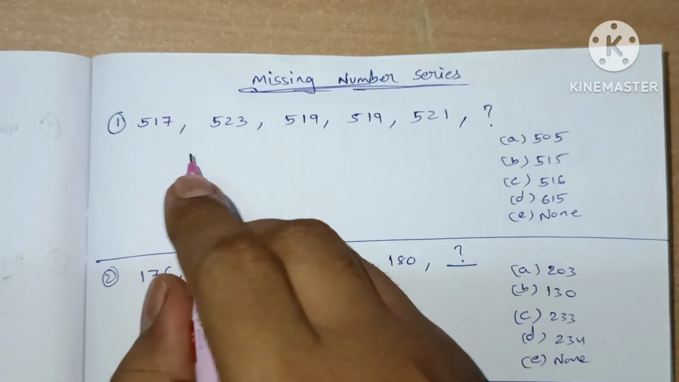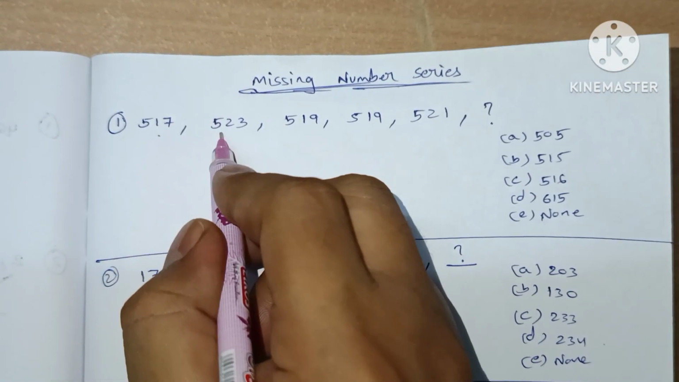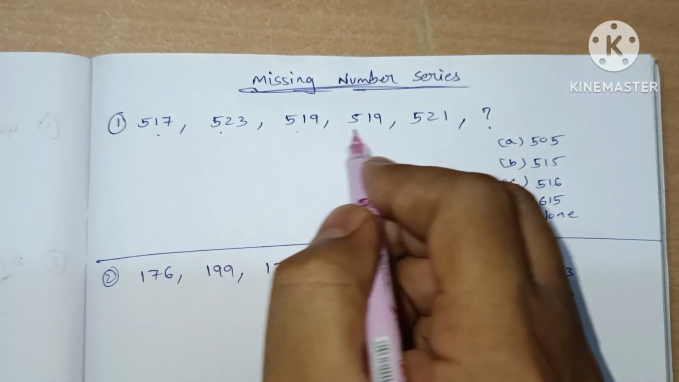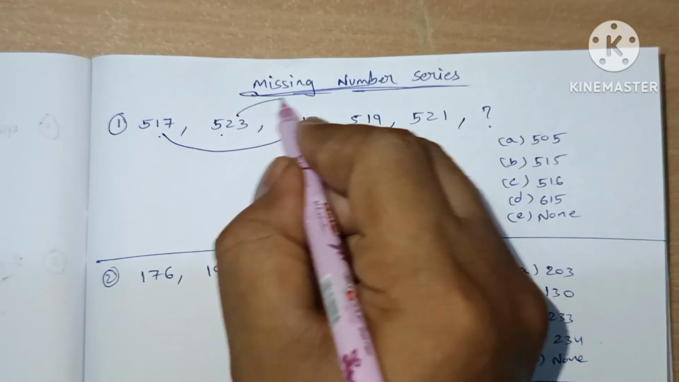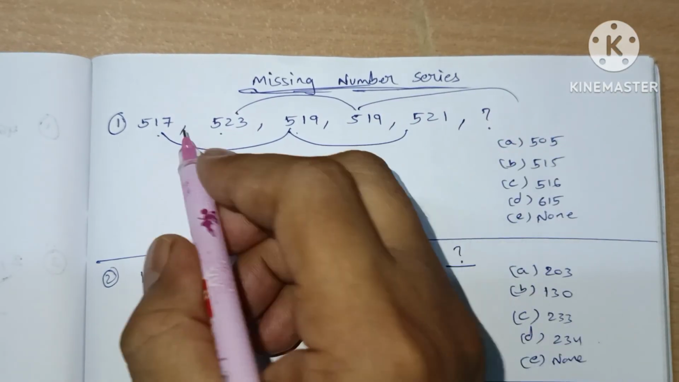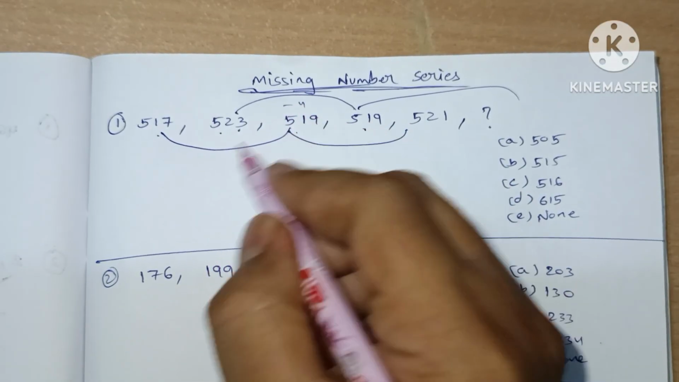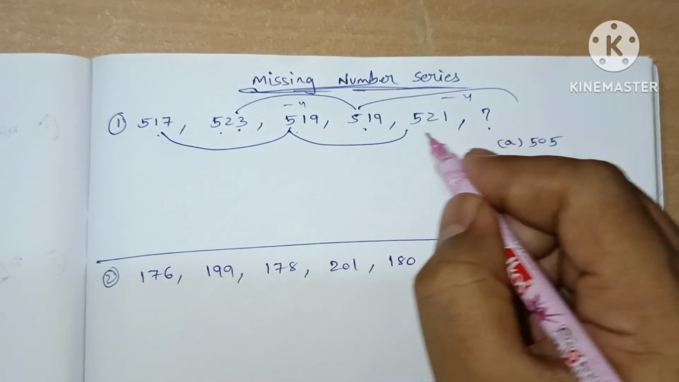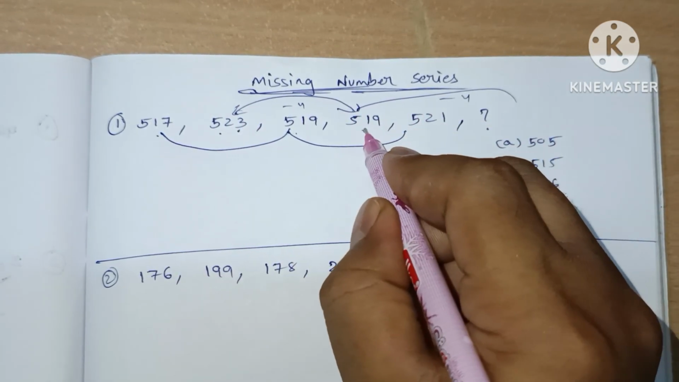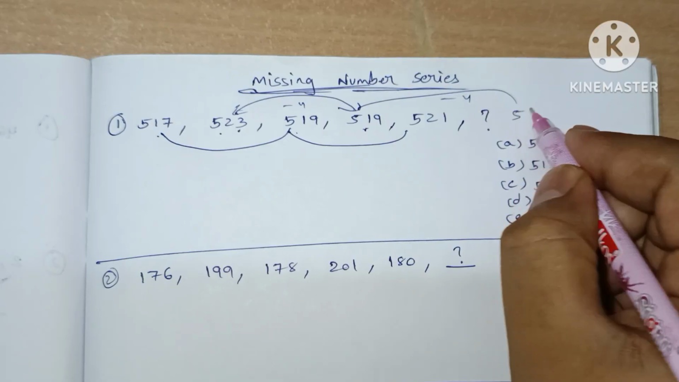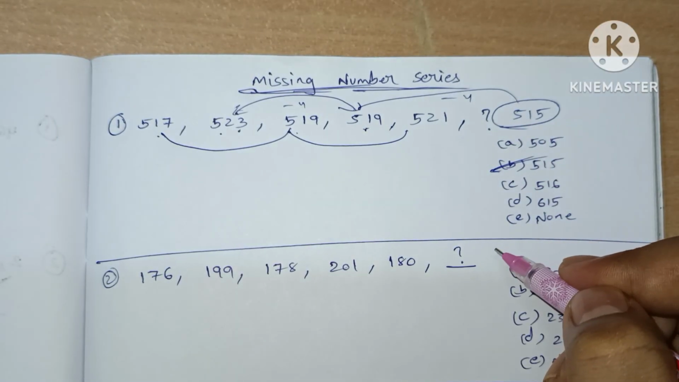Now we are going to see missing number series. Here the numbers are gradually increasing, but first increasing, decreasing, same numbers. If we see same numbers, we will go with alternate numbers. Here the difference between these two is minus 4, so the next one must be minus 4. 519 minus 4, which will be 515. Answer will be 515, option B.